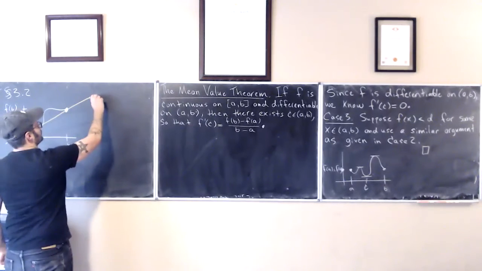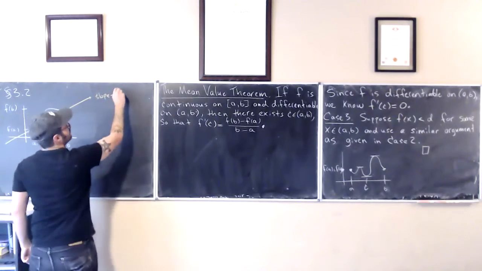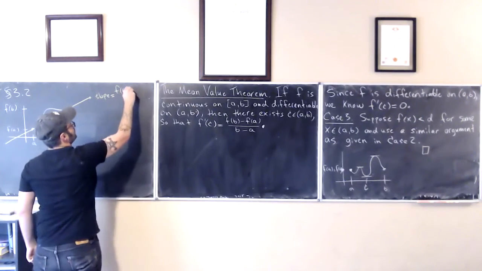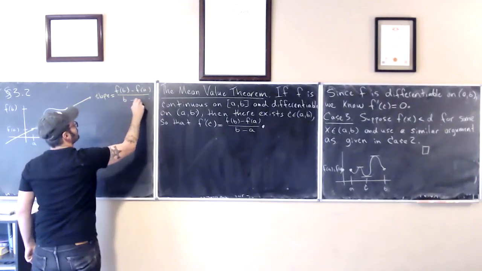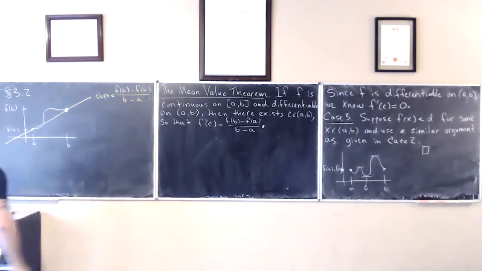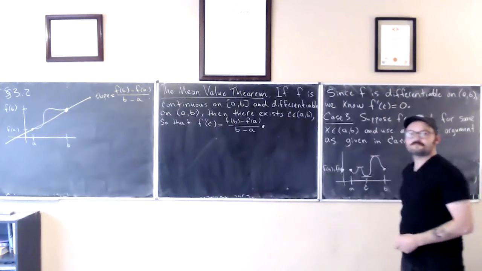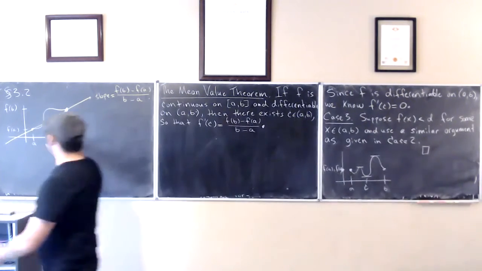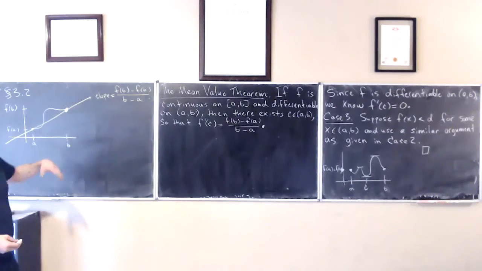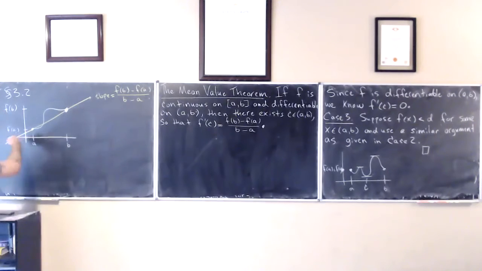So this line here has slope equal to f of b minus f of a all over b minus a. So that's what the right-hand side of this equation is. Okay. Now what this is saying is that somewhere in that interval, there's a c where the derivative at c is equal to the slope of this line, this secant line. So the yellow line is the secant line.